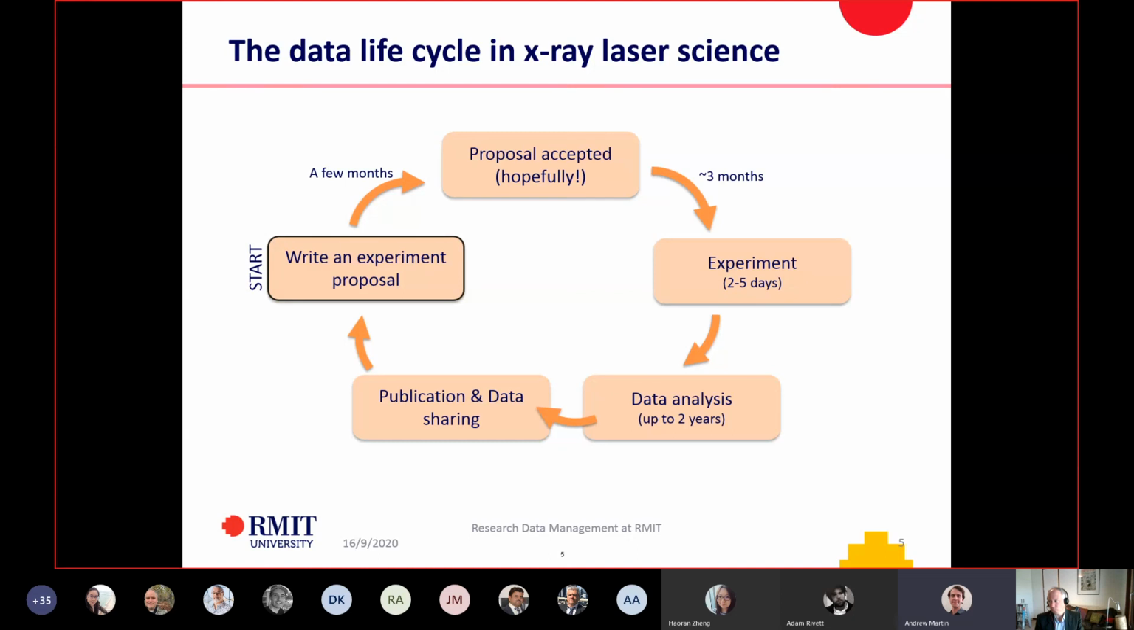Then your experiment might only go for 2 to 5 days, but in that time you collect tens of terabytes of data. Then, because you've really got a lot of data, it's pretty standard for the actual data analysis to take up to a couple of years before you're really sure that you've got your scientific result, at which point you can publish your paper, and you publish your data very often in this field. And then you've actually got your material for your next proposal. And so then you would put in another proposal, and you would do the whole thing all over again.